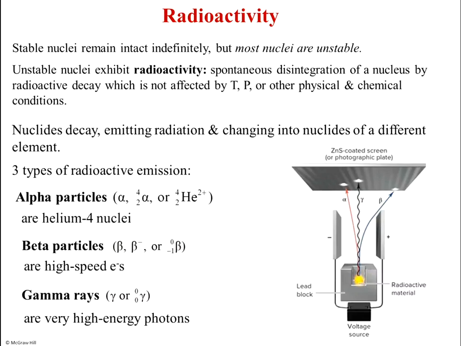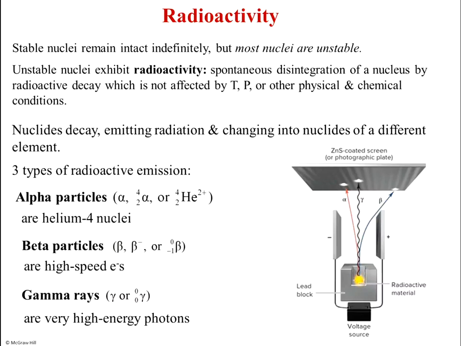Next, let's look at radioactivity. Stable nuclei remain intact indefinitely, and the vast majority of nuclei that we've looked at this semester are just that, stable nuclei that remain intact. But it turns out that most of the nuclei that we have discovered are actually unstable. Unstable nuclei exhibit radioactivity. That is, the spontaneous disintegration of a nucleus by radioactive decay that's not affected by temperature, pressure, or the chemical environment.